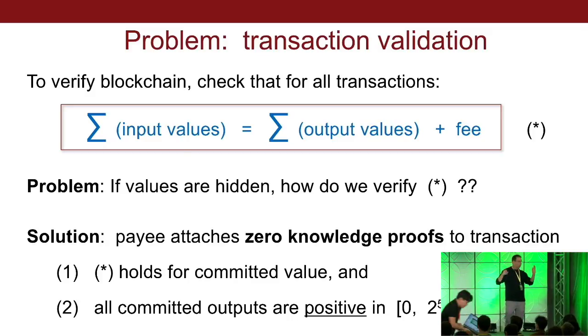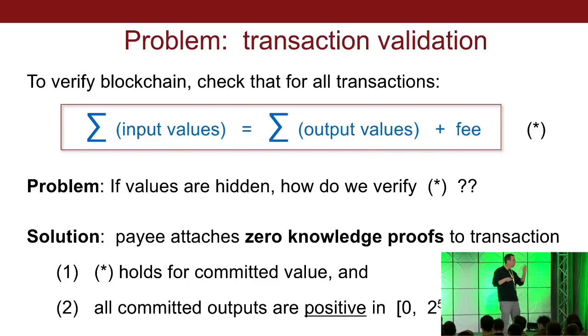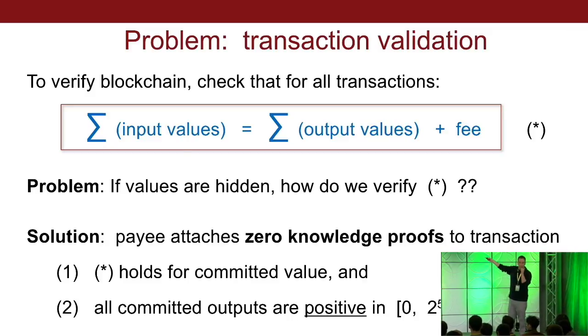Well, so I'm kind of ignoring one important fact, which is, in fact, that this is not the only equation that has to be checked. In fact, the other thing that has to be checked is that all the values are non-negative. So it would be terrible if this equation held where the output values were actually negative values. And you should see why, right?